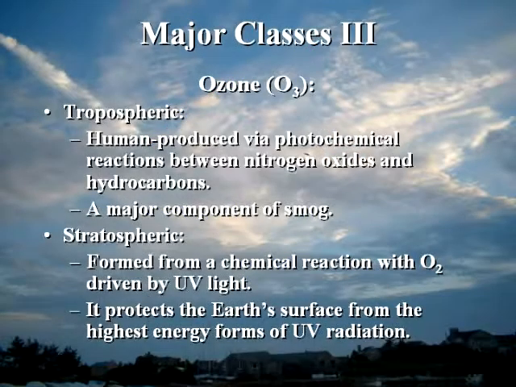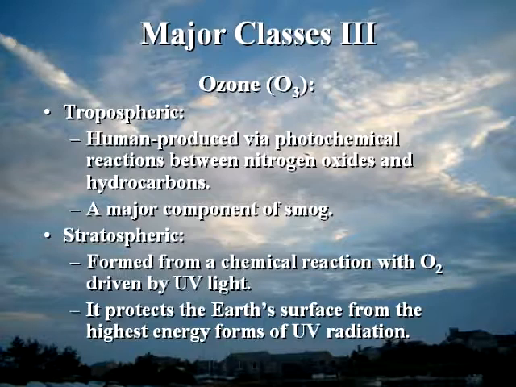Now let's turn our attention to another class of pollutants, ozone. Now, ozone occurs in 2 different kinds of ways in our atmosphere. There's the stuff that's in the lower atmosphere, the troposphere, which is largely human-produced via photochemical reactions between nitrogen oxides and hydrocarbons. And so it is a major component of smog.